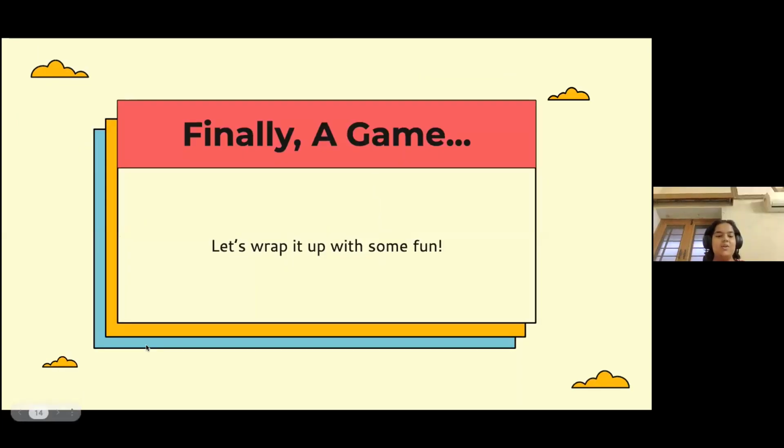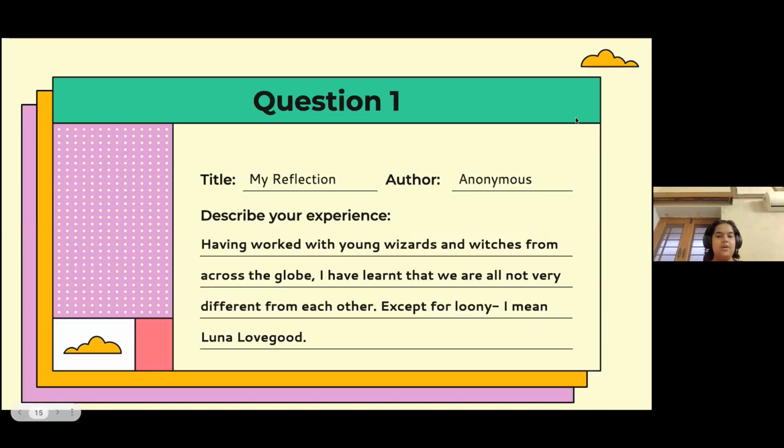Okay, so now we're going to play a fun little game. You can put your answers in the chat. These are just some examples of reflection, and you have to guess who wrote them. The first one is: having worked with young wizards and witches from across the globe, I have learned that we are not all very different from each other, except for Luna Lovegood. So you can just put your answers in the chat and we'll see who gets it right.